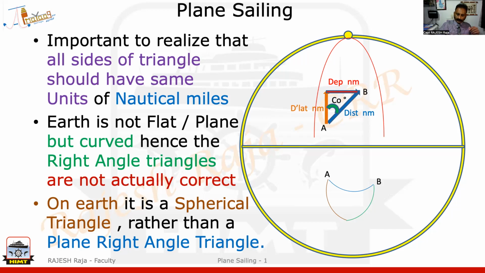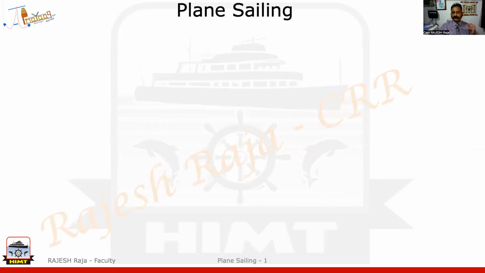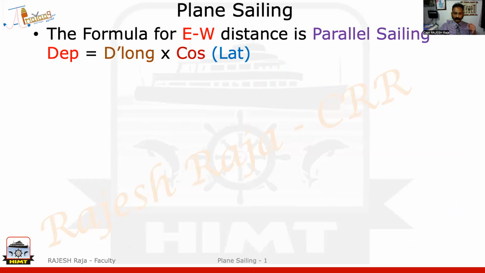I've just shown you. So let us see what is the problem, because I'm talking about a plain right angle triangle, then I'm saying that Earth is not straight. So let us see what the issues are and how we solve that. Okay. Again, as a recap, the parallel sailing formula is used to calculate east-west distance, and the formula is departure is equal to d long into cos lat, or you can say departure by d long is equal to cos of lat, which means I should put only one latitude.